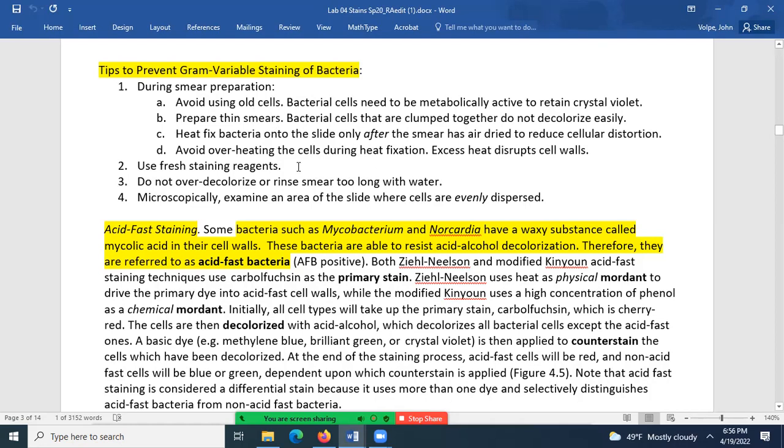Some other things that help will be using only fresh reagents. Do not over decolorize. We'll talk a little bit more about that. Rinsing too long with water, I've never seen this being a problem. I can't imagine that removing crystal violet when it shouldn't. But if you over decolorize, you can remove the crystal violet when you should not. And do not under decolorize either, because you may not pull out the crystal violet when you should if you under decolorize.